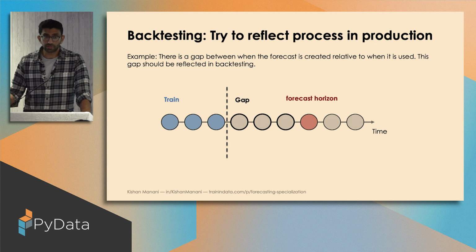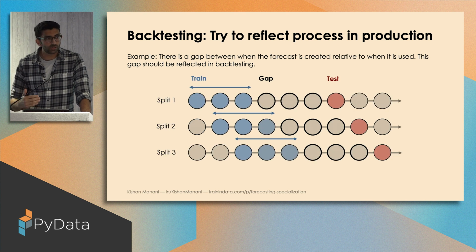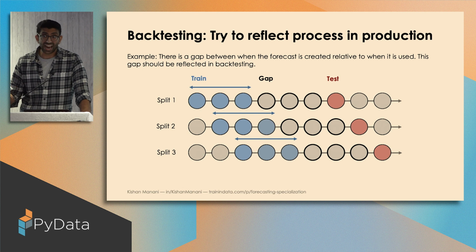So there's a huge gap between when you train your model and produce your forecast versus the forecast horizon when it's actually going to be used. And so there's a gap. If that's the case, then you want your backtesting procedure to also reflect this because that will give you a better error estimate for your actual use case.